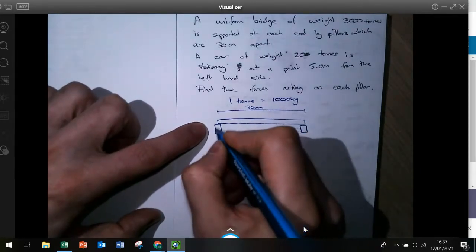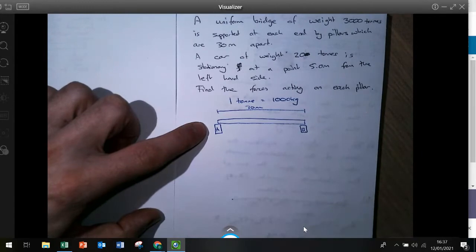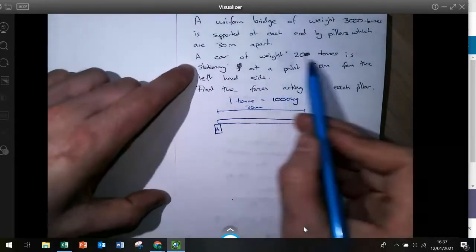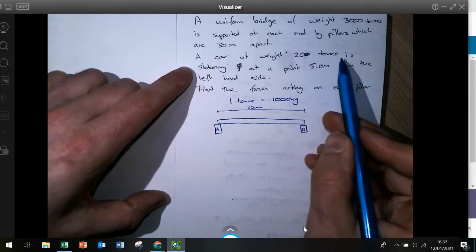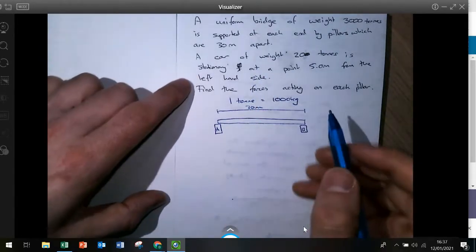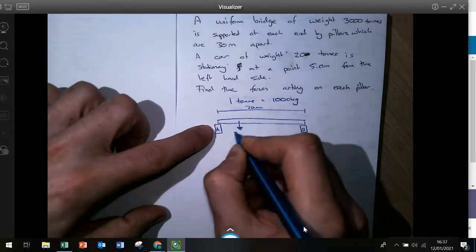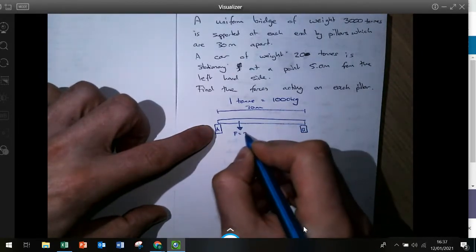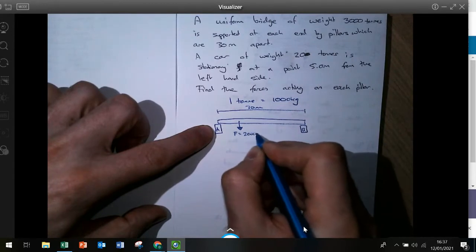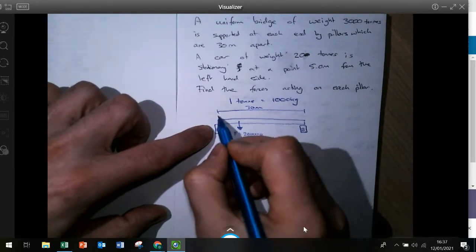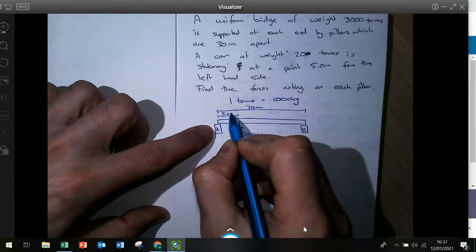Now I'm going to call these pillars A and B. You could call them 1 and 2. A car of weight 20 tons is stationary at a point 5 meters from the left-hand side. So we've got our force downwards, which is going to be 20,000 kilograms times G. And that is at a distance of 5 meters.